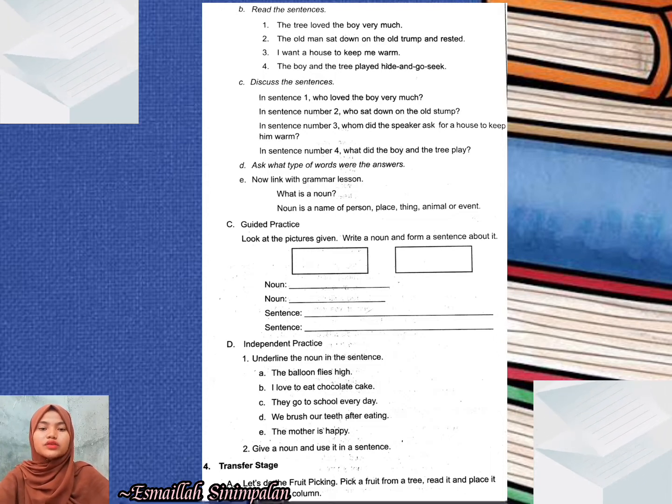Now, link with grammar lesson by asking, what is a noun? Then your students will answer, a noun is a name of persons, things, animals, place, and event. For guided practice, let your students look at the pictures given and write a noun, a form, and a sentence about it. For independent practice, let your students identify and underline the noun in the sentence.